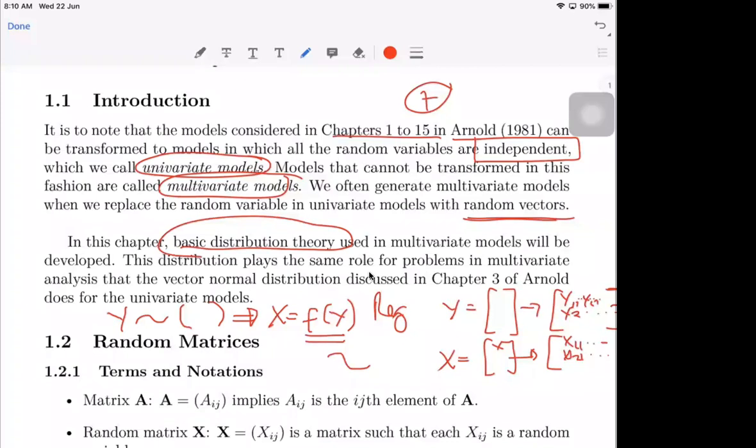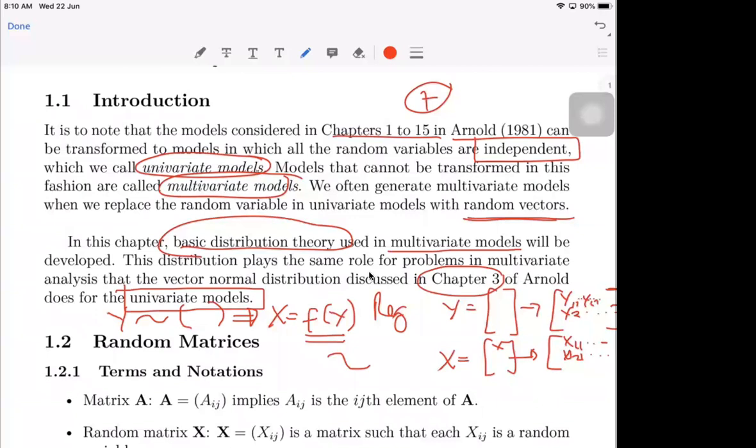So we shall discuss in chapter 17 the basic distribution theory of the multivariate models. And then we will recall some of the concepts that you learned in chapter 3. If you have forgotten about chapter 3, just recall it, because all of the results for the univariate models in chapter 3 will be discussed as a multivariate model here in chapter 17.